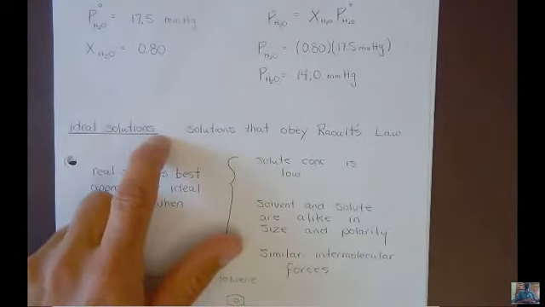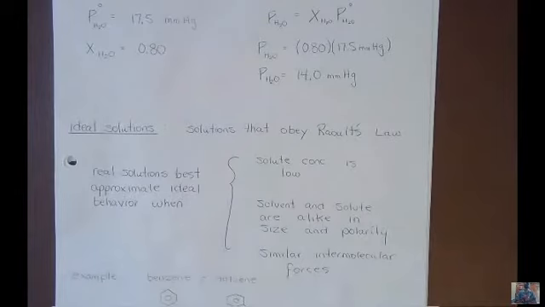For ideal solutions behave, follow Raoult's law under all concentrations, okay? Now, what would be a non-ideal solution? A non-ideal solution would be something like ethanol dissolved in water or methanol dissolved in water, where the two molecules are interacting with each other to a different degree than they would interact by themselves. So there's a difference in the intermolecular forces.